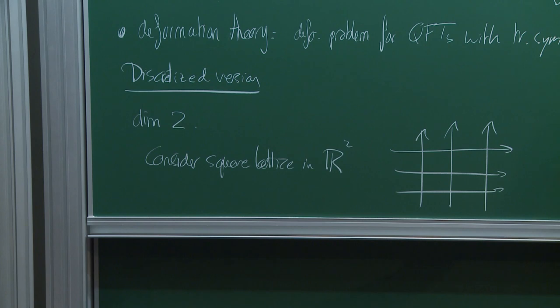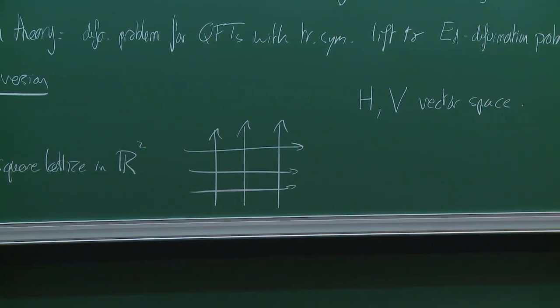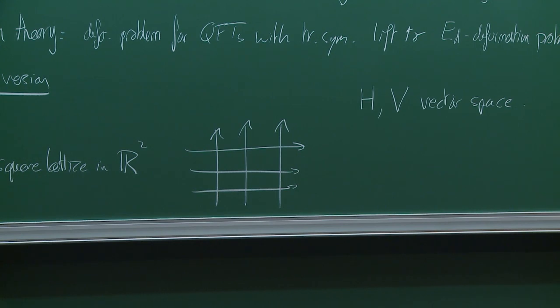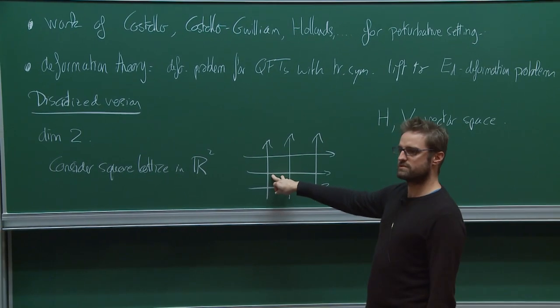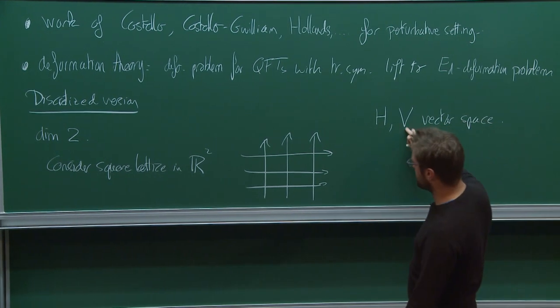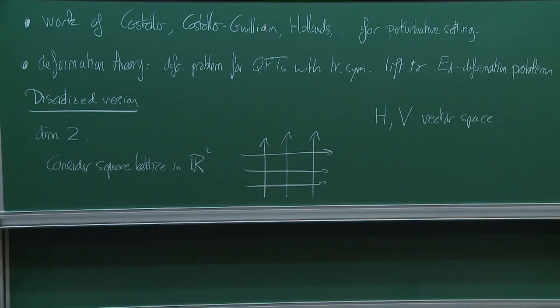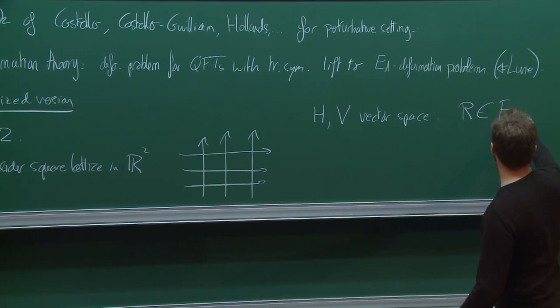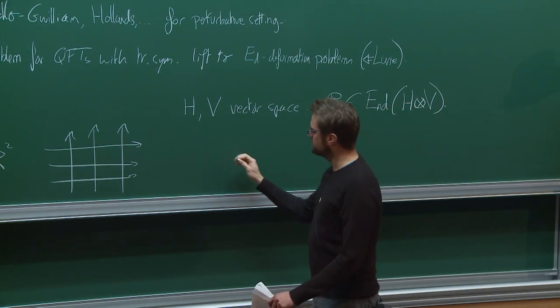And I'll give myself two vector spaces, H and V, for horizontal and vertical. So the element of the horizontal space will be labels on the horizontal arrows of my graph, and the element of the vertical space will be decoration for vertical arrows. And I'll give myself R, some matrix, so an endomorphism of H tensor V. And let me explain how to interpret this.